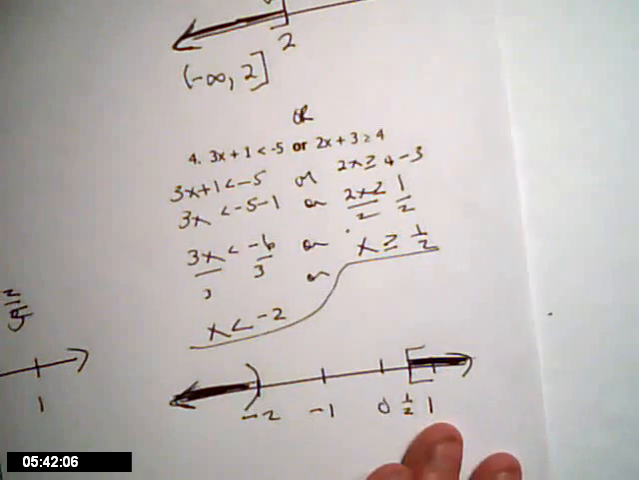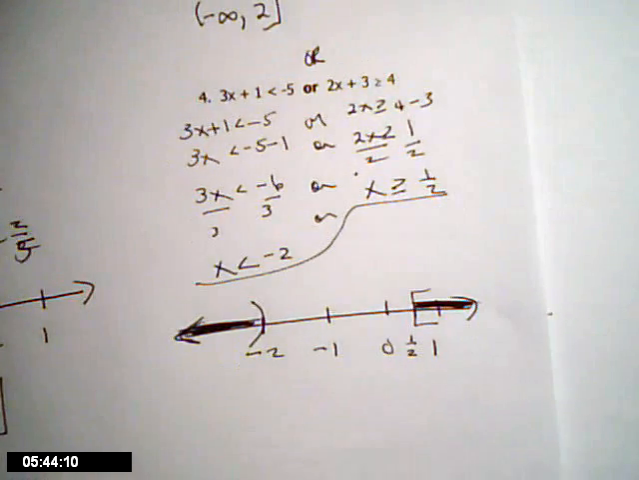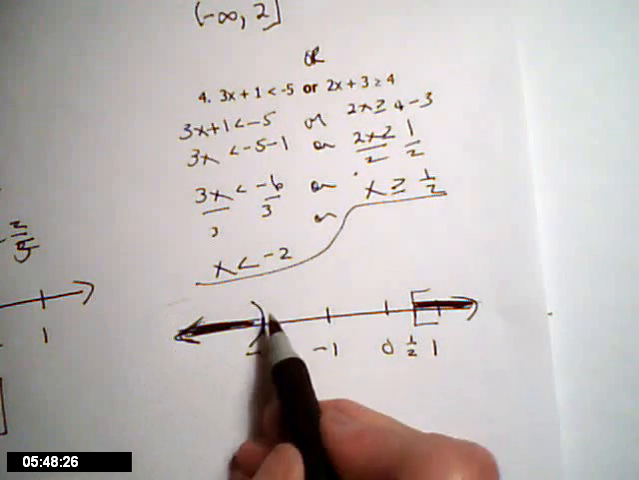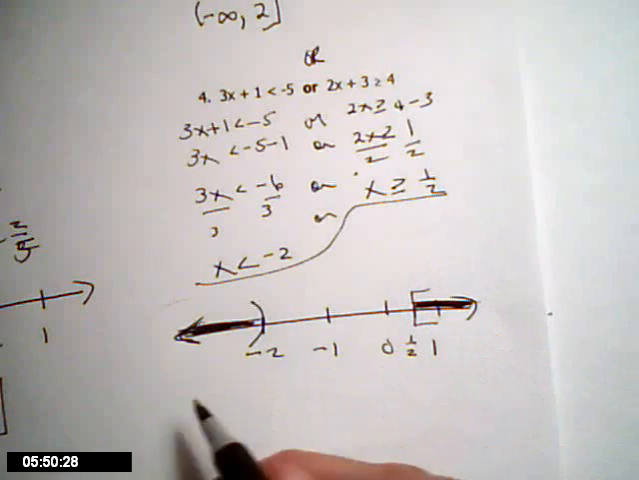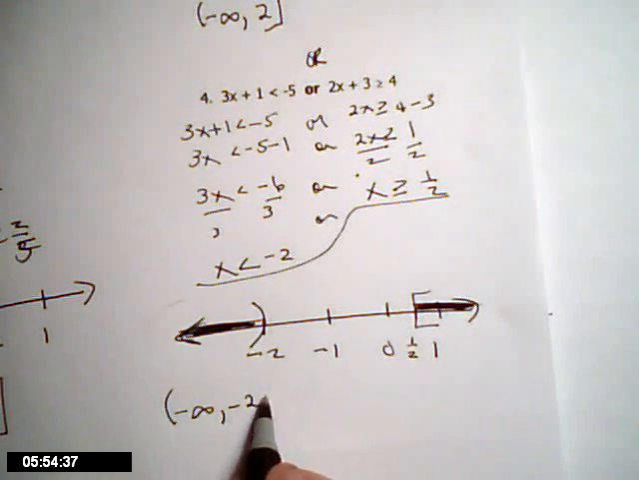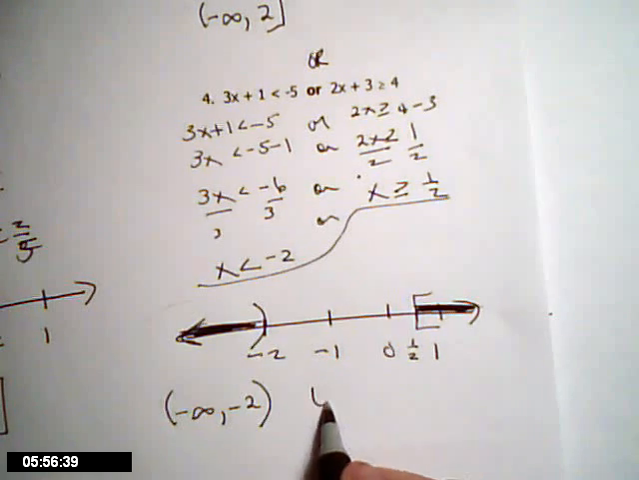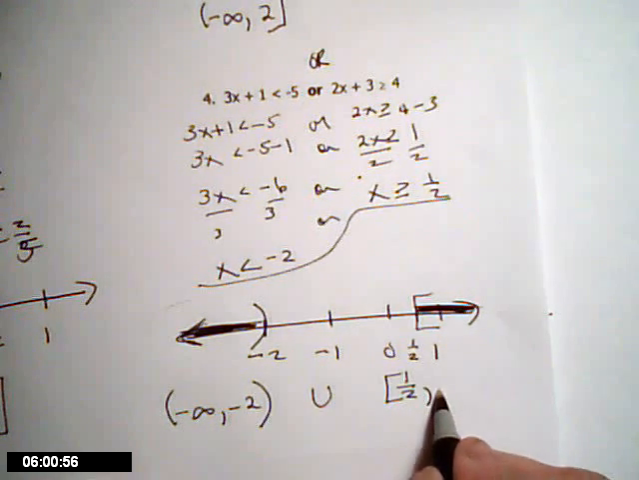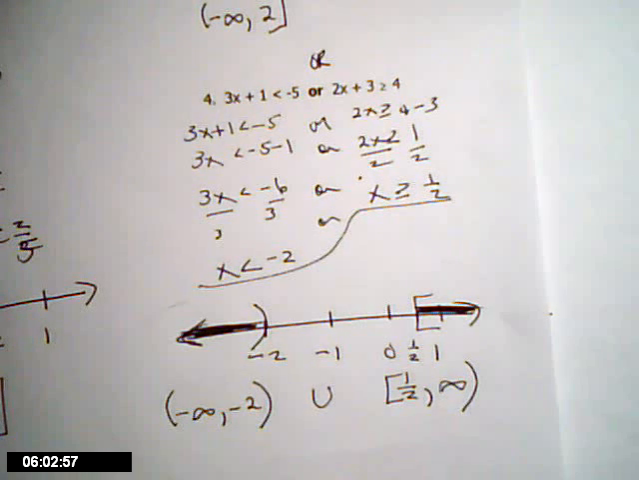That's my graphing. Now if I want an interval picture of that, I need this identified and this identified, the two shaded areas. So that would be -infinity up to -2 with a parenthesis, combined with 1/2 with a bracket to positive infinity. Again, section 2.6, Inequalities, number 18.